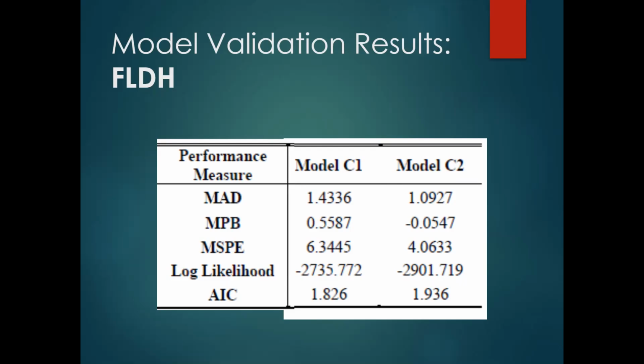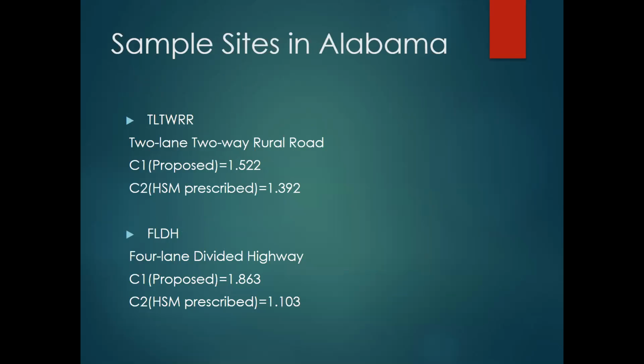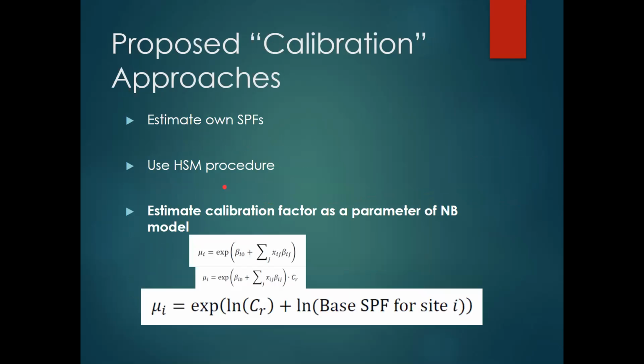So what they essentially did, I just want to quickly go into what they did here. They looked at developing their own SPFs, and that's fine. That's basically what you're doing. You have data on all these sites, so you can go ahead and calibrate your own negative binomial regression model, and you can call them your own SPFs, right?